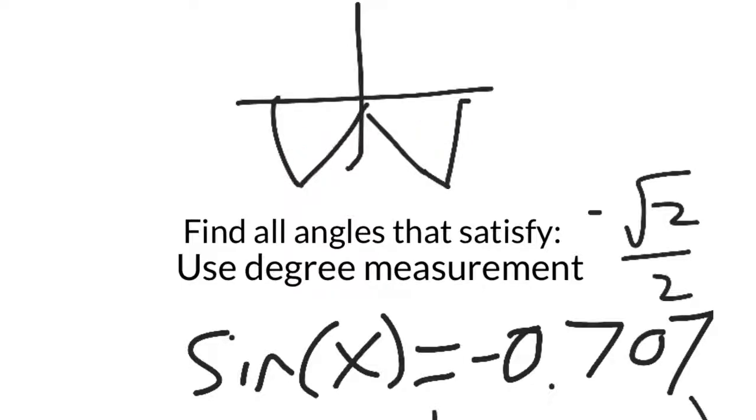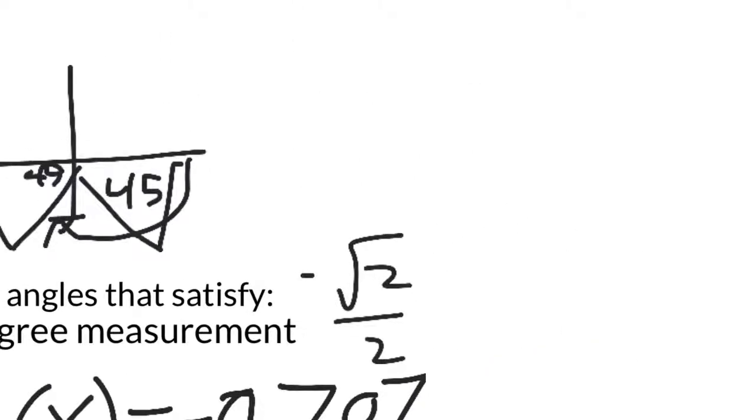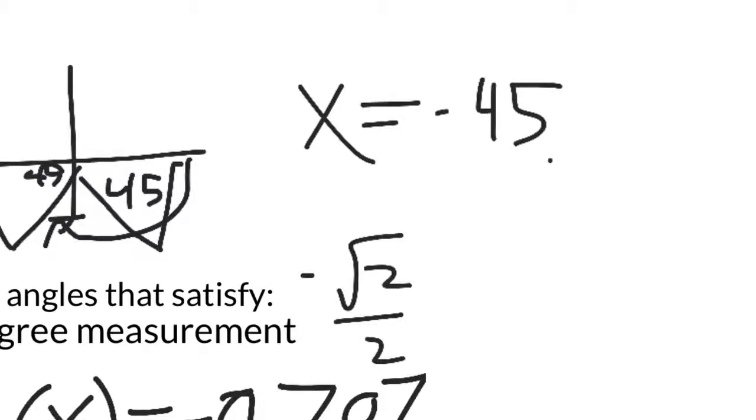We just found this one, the negative 45 degrees. To find the other one, the reference angle is going to be 45, so that's a full negative 135. So our two solutions for x could be x equals negative 45 or negative 135.